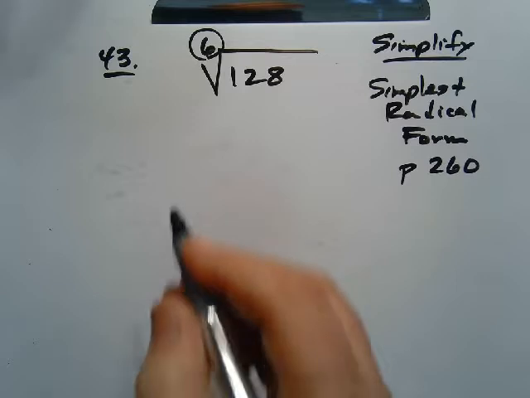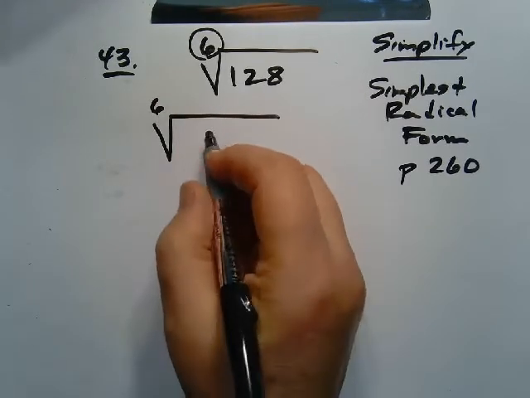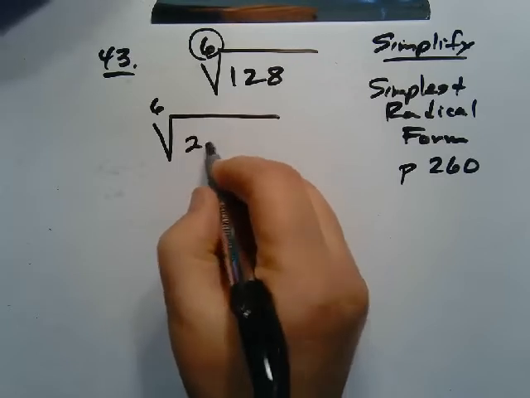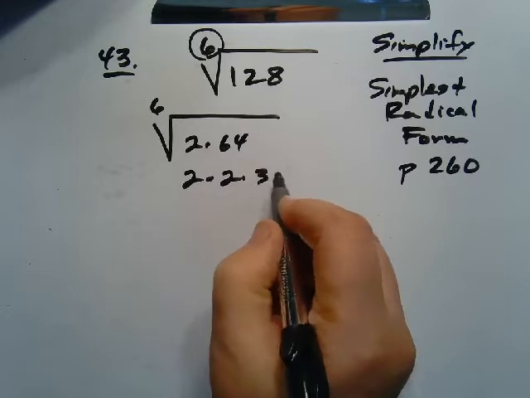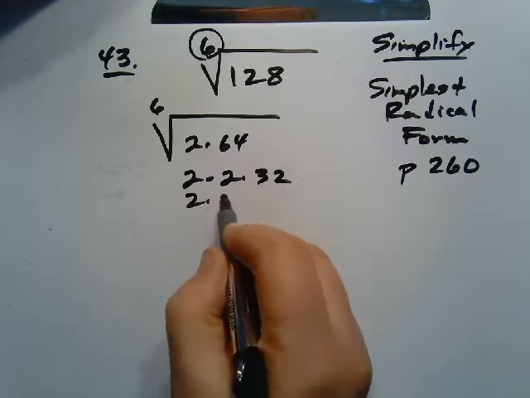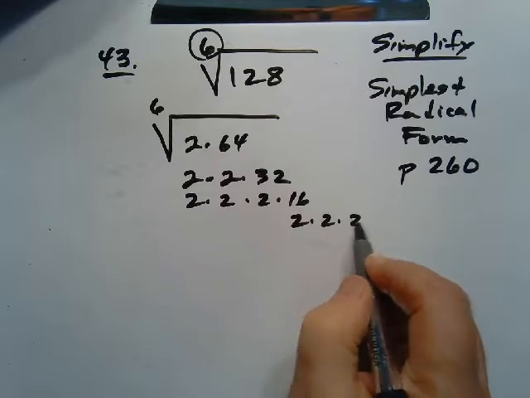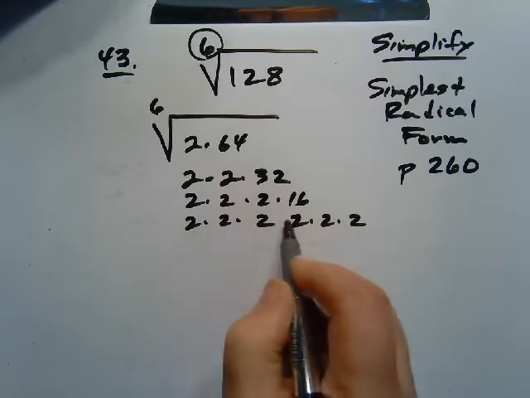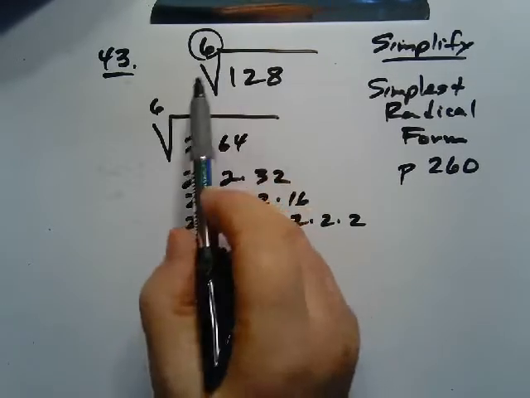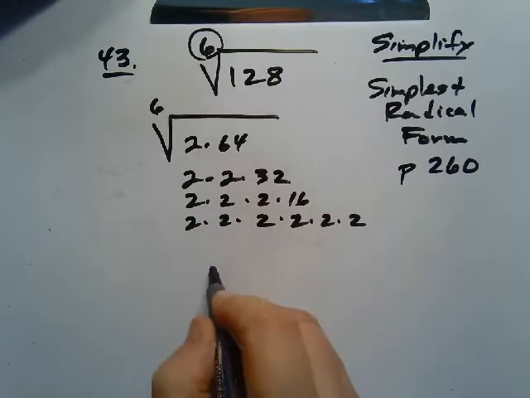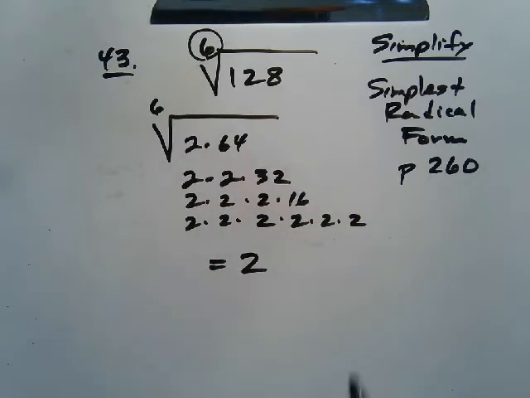All right, I look at 128 and I recognize that 128 can be factored. Let's see, that'd be 2 times 64, and 64 is 2 times 32, and 32 is 2 times 16, and 16 is 2 times 2 times 2. Oh, look, 2 to the 6th power is 128. So this is easy. The 6th root of 128 must be equal to 2. The 6th root of 128. You could probably use your calculator to come up with that too.